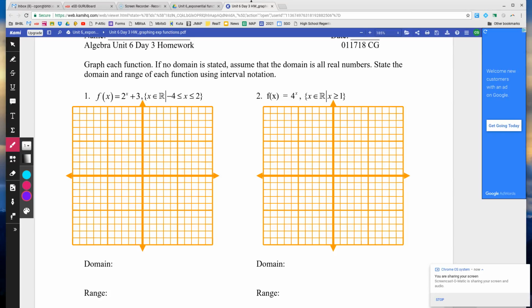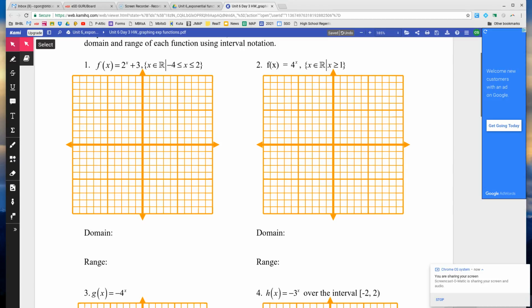Today we're going to be talking about our Unit 6, Day 3 homework. We are graphing exponential functions with and without restricted domains. So in question 1, we are to graph the function 2 to the power of x plus 3. And our domain is restricted.